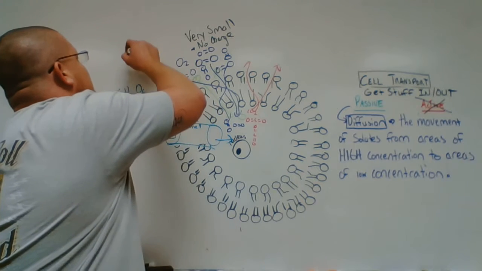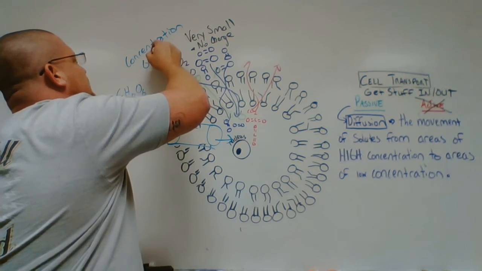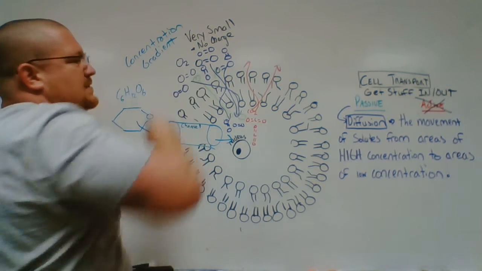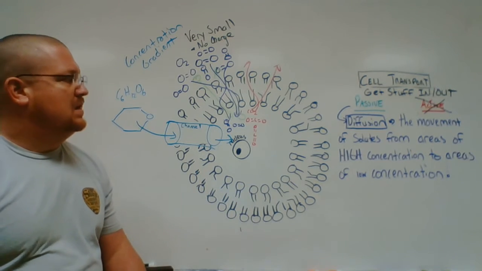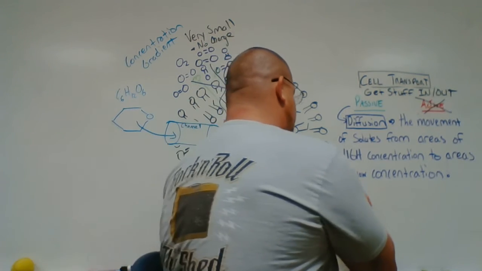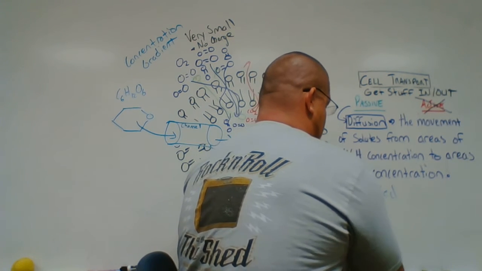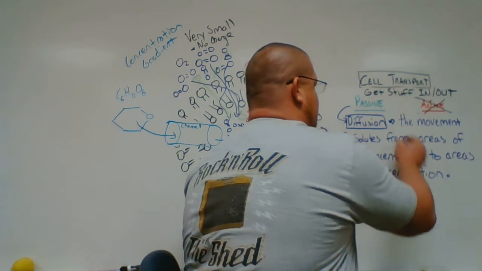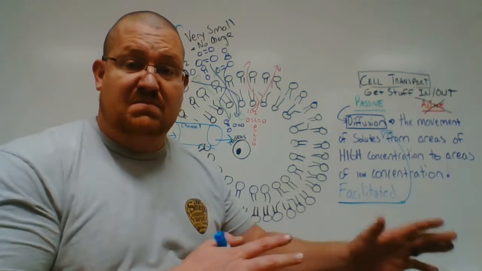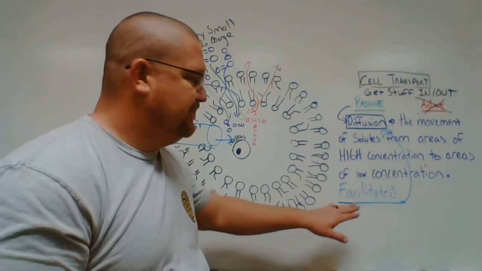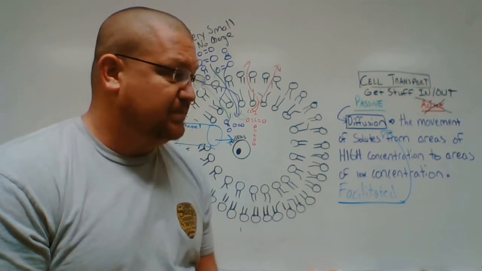I don't know how to write this. Concentration gradient. This is just, things move from high to low. That's the gradient, right? So this is called facilitated diffusion, right? It's the same thing as diffusion, moving from high concentration to low concentration, but it gets a little help from protein. It gets a little facilitation from a protein, right?